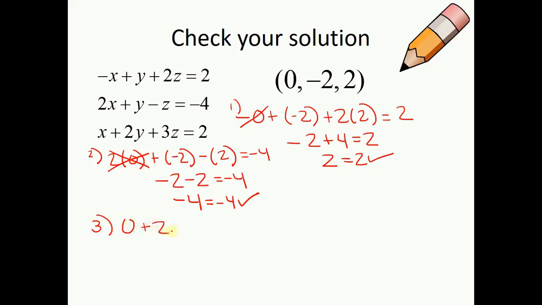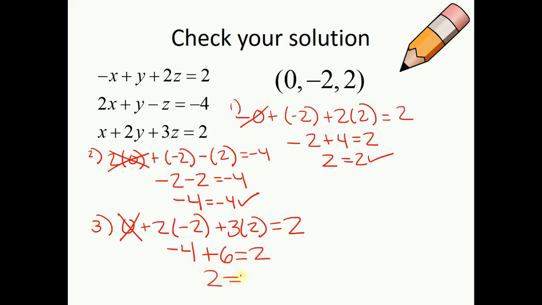0 plus 2 times my y value, negative 2, plus 3 times my z value of 2 equals 2. 0's gone. 2 times negative 2 is negative 4. 3 times 2 is 6. And I get 2 equals 2, which checks out. So the point 0, negative 2, and 2 is a solution to my 3x3 system.